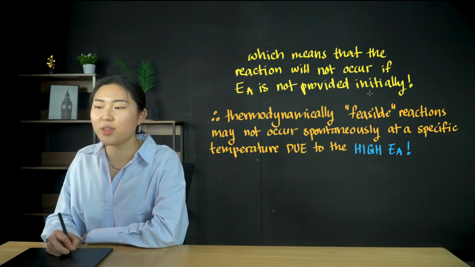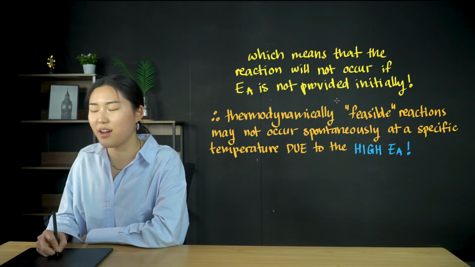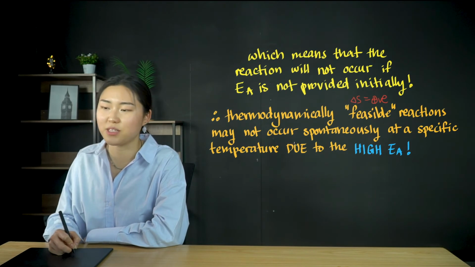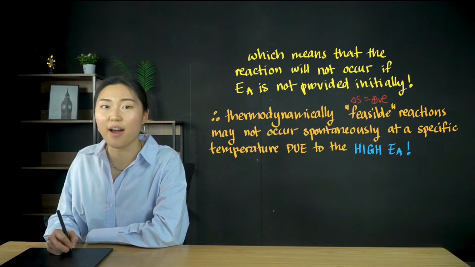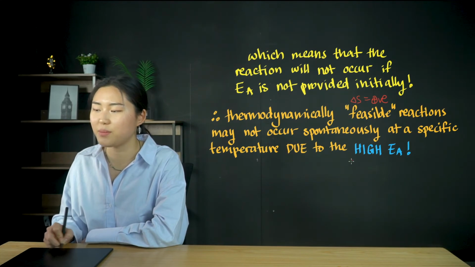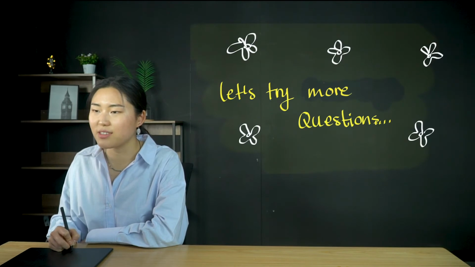So therefore, thermodynamically feasible reactions, like when delta S is positive, may still not occur spontaneously at a specific temperature due to the high activation energy, okay? This is the key concept over here, high activation energy. And let's try more questions.